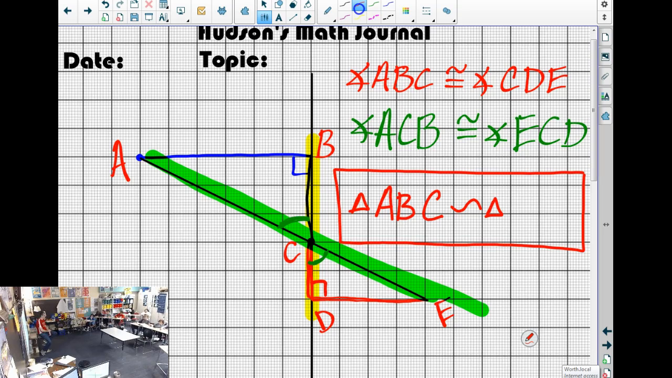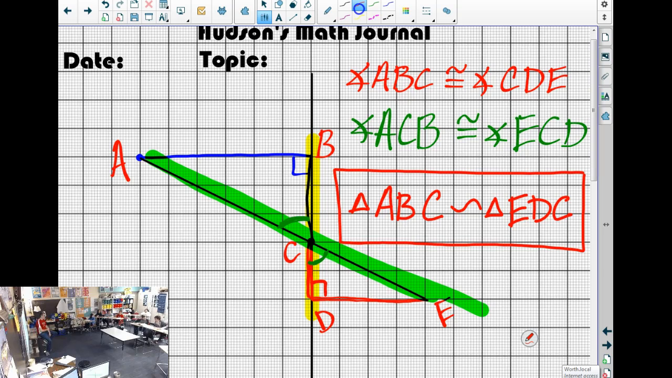Because order matters, and I've written this on a lot of your papers already, that order matters. Micah? EDC? Why? Because E and A have the same angle, and they both come first, and then D and B are both right angles, and come second. By the way, your shirt is awesome. Exactly what Micah just said.